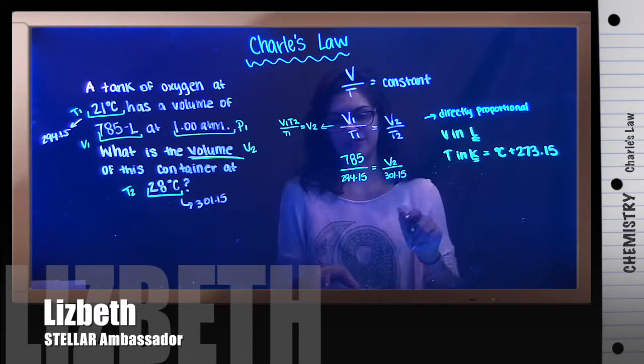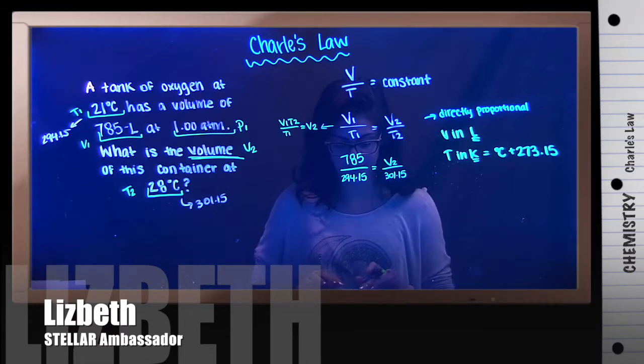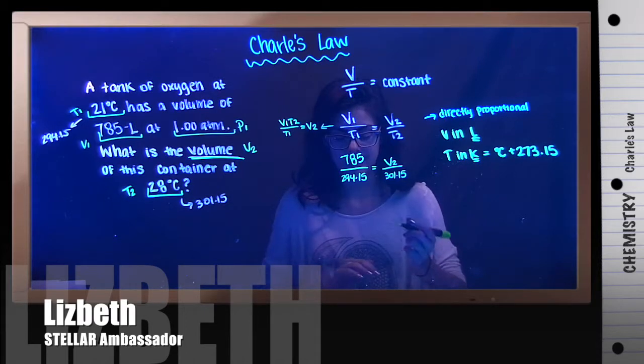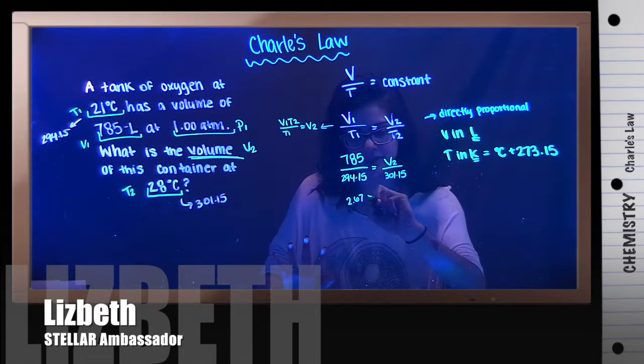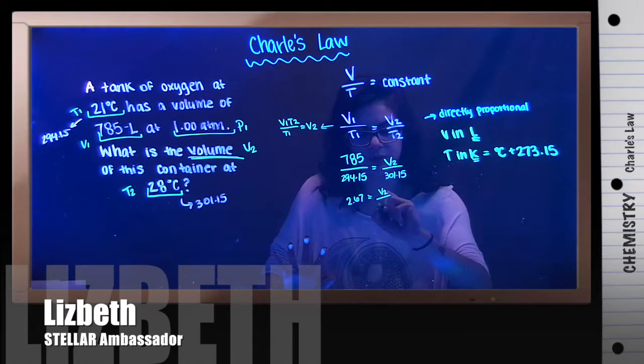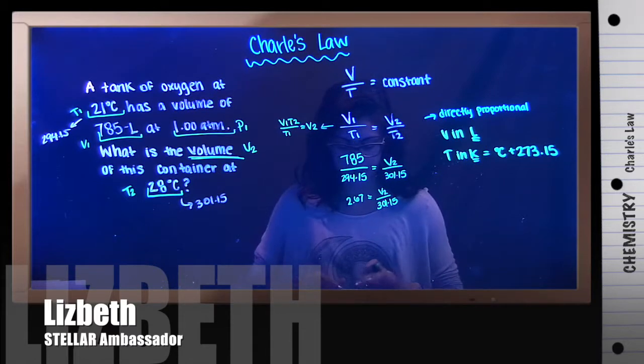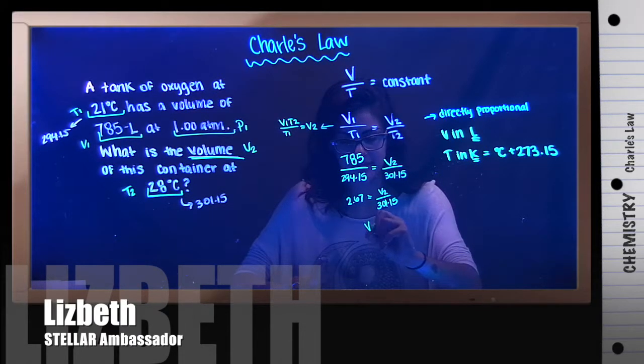So I'm going to go ahead and finish this up. I have 785 divided by 294.15. That's going to give me 2.67 is equal to V2 over 301.15. Then I can multiply by 301.15. And that gives me my V2 to be 804 liters.